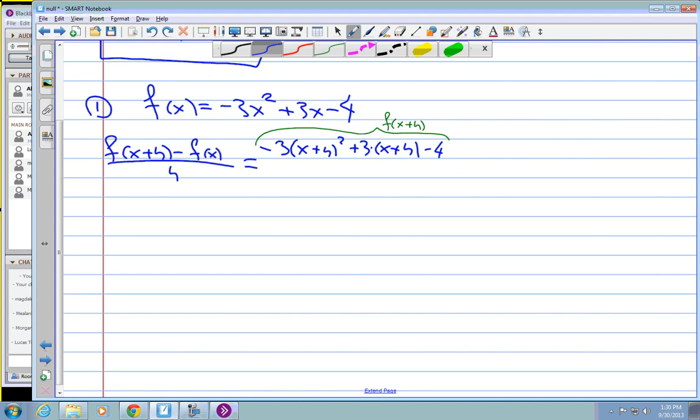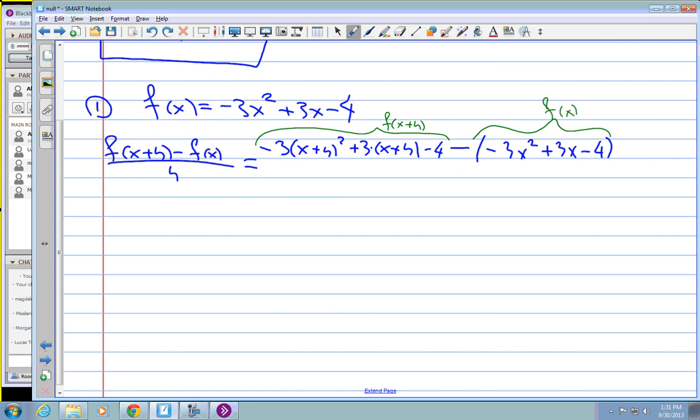Then the formula tells me to subtract the original function, and you should put the original function in parentheses because I'm subtracting the entire function. So I'm going to toss a pair of parentheses and write the original function in them. So this is f of x, and everything over h. So that's the setup.